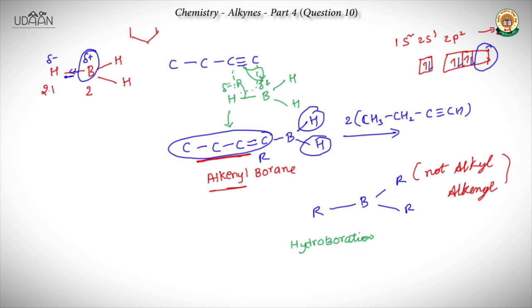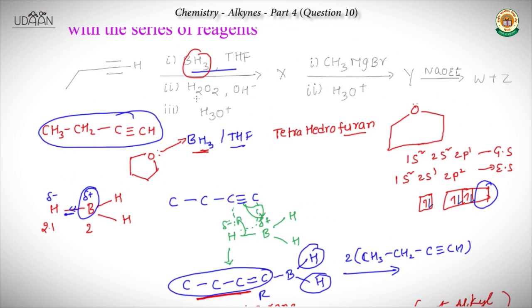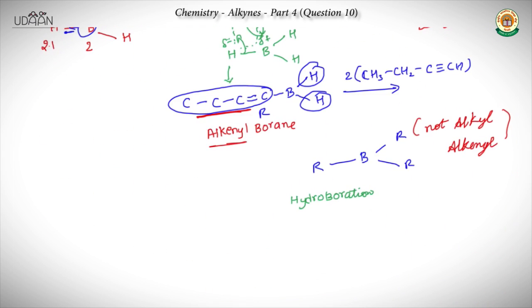Now, let's look into the second part, where you are using the reagent H2O2 in presence of OH-. Let's look into the structure of H2O2, where you have HOOH. And this is acidic hydrogen, because oxygen is electronegative and it pulls the electrons to it, leaving H+. Also, you have basic medium OH-, so it'll take the H plus ion. Yeah. You will get HOO minus.